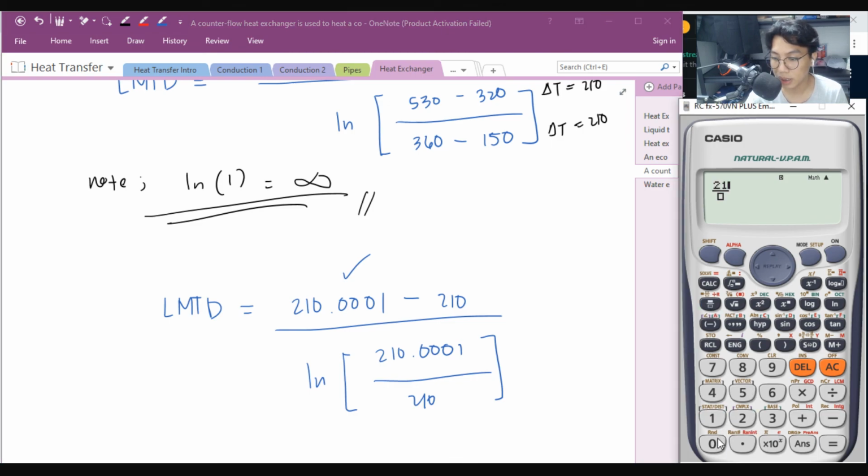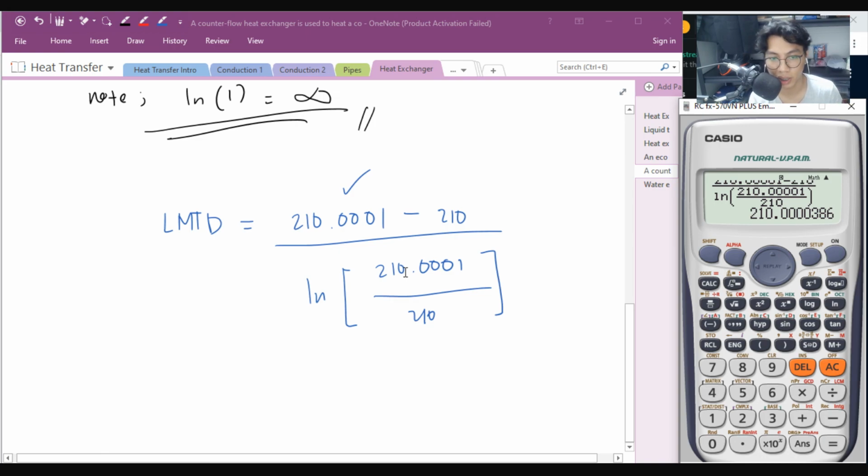So, 210.0001 minus 210. Kahit sumobra ng isang 0 yan, okay lang. Basta hanggang 5 decimal places, pwede na yun. Ln of 210.0001 over 210. Okay lang yun. May makukuha pa rin value dyan. So, the value there is 210 pa rin. Very basic. 210 degrees Fahrenheit. Kahit sobrahan mo yan. LMTD there is 210 degrees Fahrenheit. Ganun lang po yung technique niya.